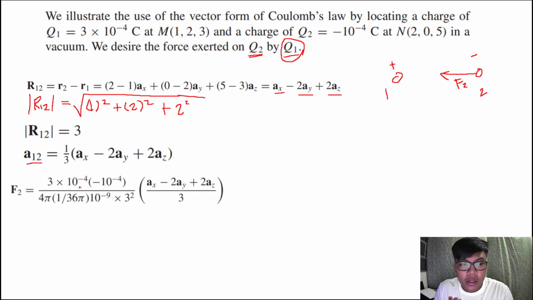So, apply na natin yung equation natin. So, we have F sub 2 is equal to 3 times 10 raised to negative 4. So, this is Q1. Pansinin yung sign. Then, we have Q2, negative 10 raised to negative 4. Ngayon, ito yung ating unit vector. So, tandaan, itong direction na to is from 1 to 2. Papunta rito yung direction mo. Pansinin nyo kung ano yung mangyayari. Pwede natin yung ating direction ng unit vector galing kay 1, papunta kay 2.